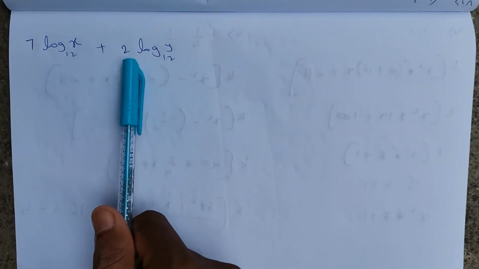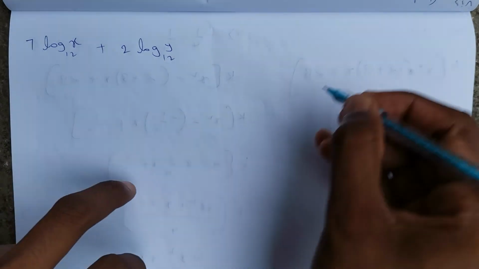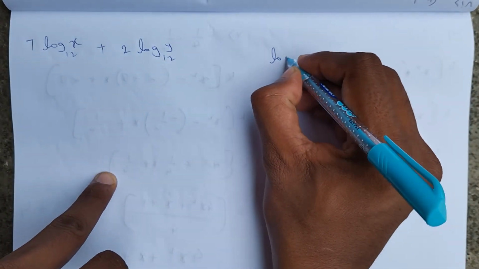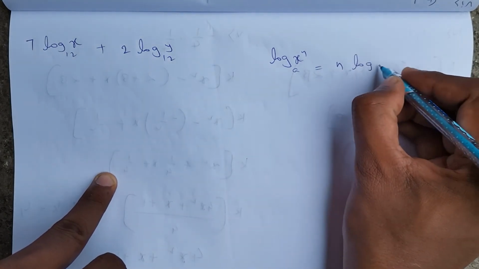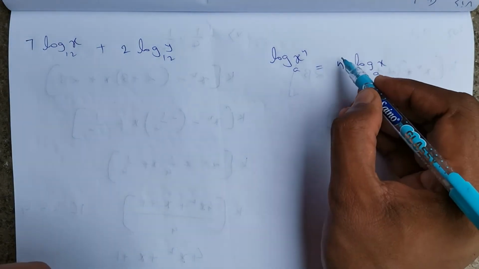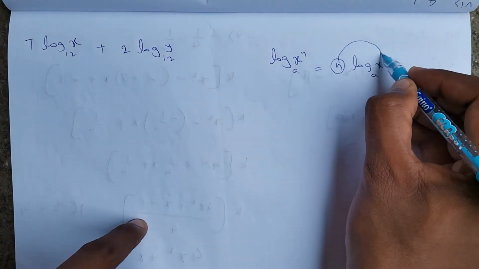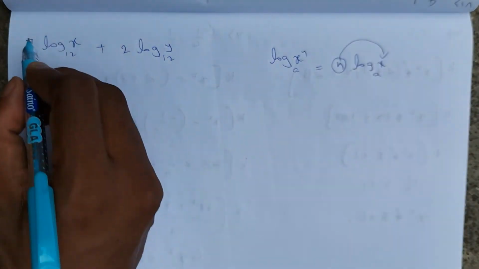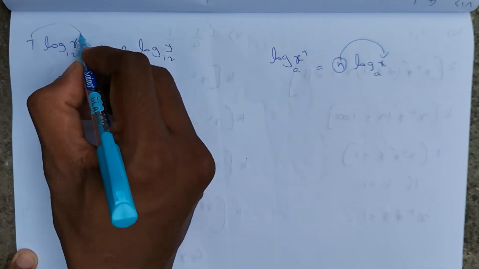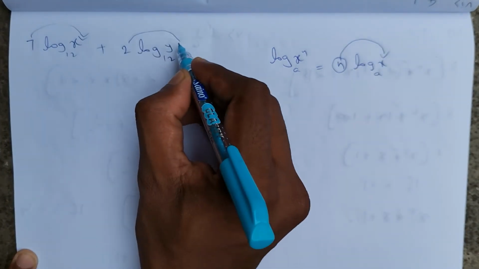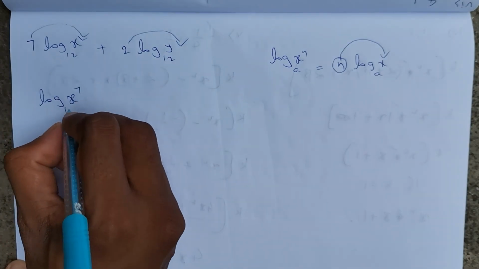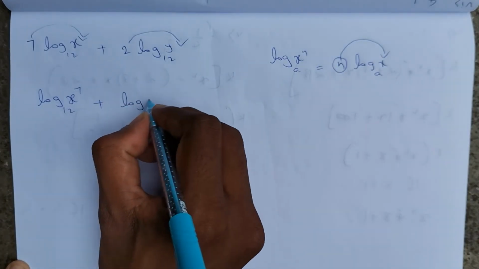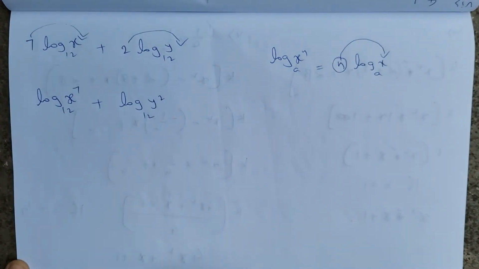Okay, let's check one more question. 7 into log x base 12 plus 2 into log y base 12. Here if we observe this, this is in the form of log x power n base a is equal to n into log x base a. Here if a number is in front, it will go as the power. So here also the same, 7 is the front number, so it will go as the power. Here 2 is the front number, it will go as the power. So we get log x power 7 base 12 plus log y power 2 base 12.